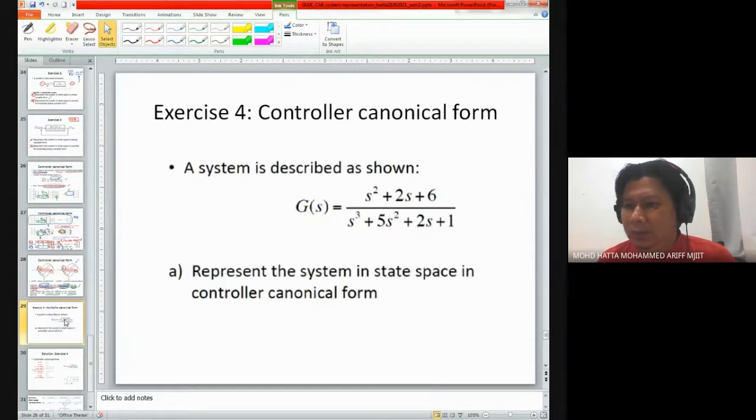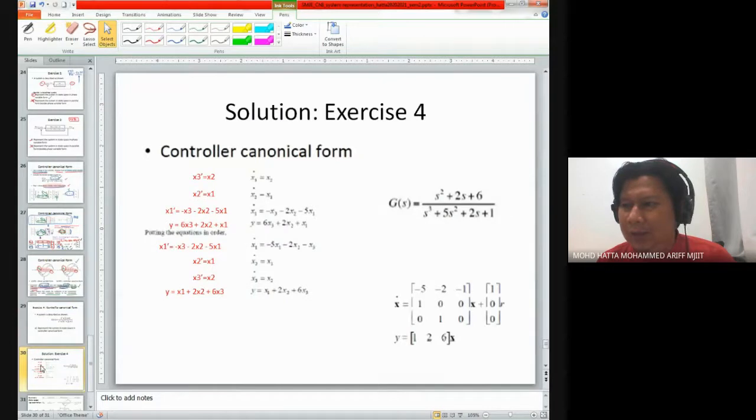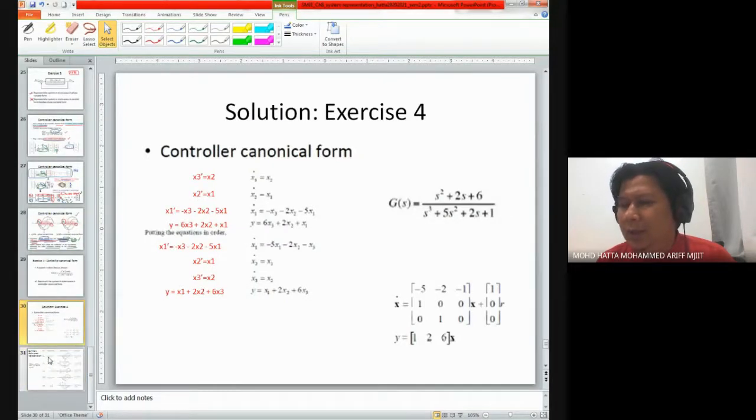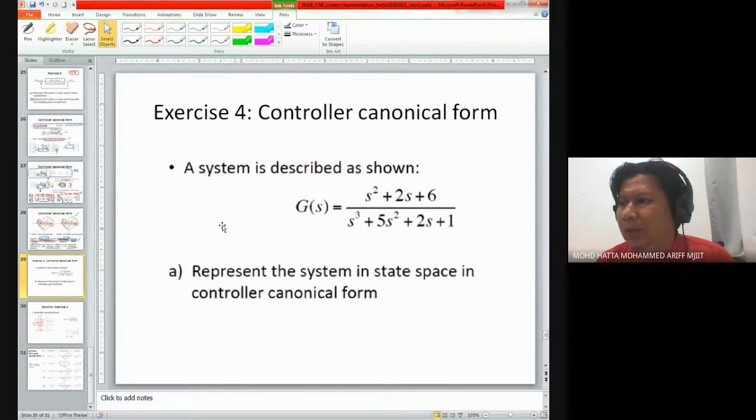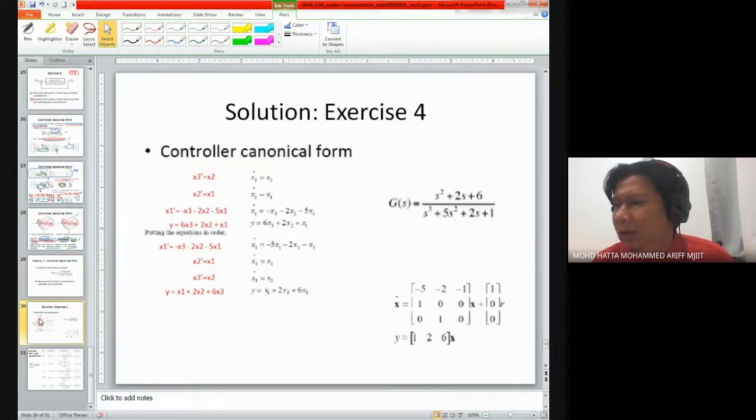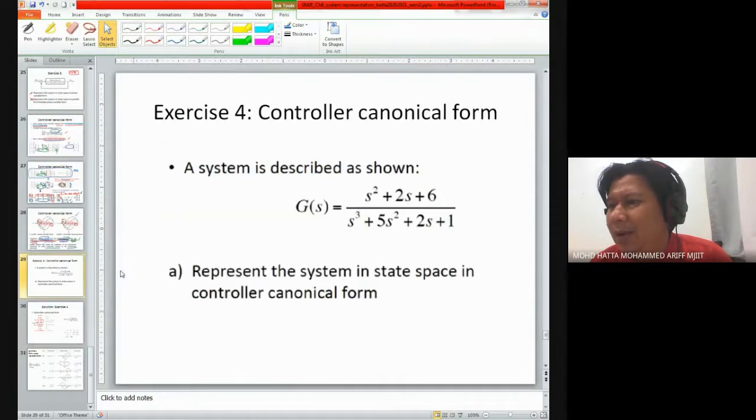Okay, we get into exercise number 4, and you are lucky over here. I have the solution, meaning that you don't have to answer by yourself. Maybe you can have a look at the solution as well to get how we convert to the form of controller canonical form. Any question? Oh, okay, the solution is not complete. Is it complete? Yeah, it's complete. Maybe you can go through this solution based on the question that we have over here.